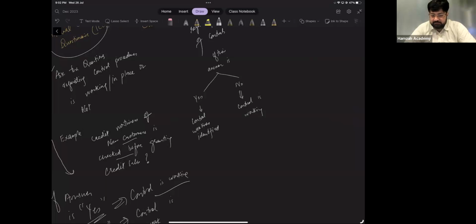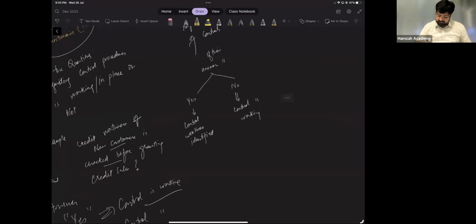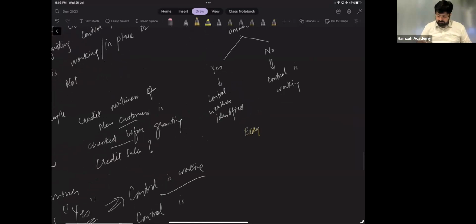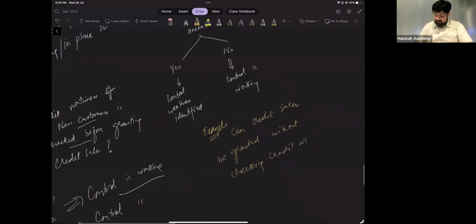Now, I will explain. For example here: can credit sales be granted without checking creditworthiness of customer? If yes, there is weakness. Can credit sales be granted without checking creditworthiness of customer?